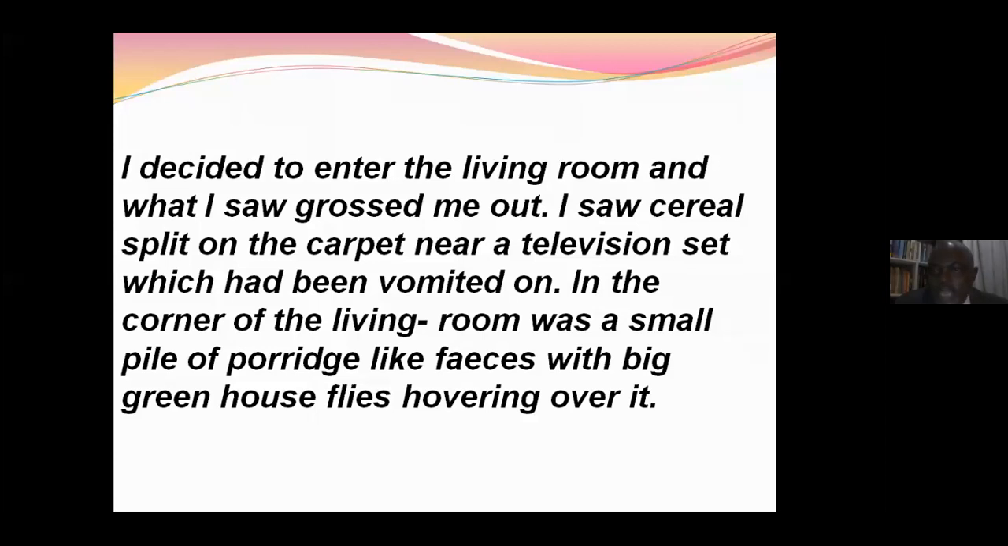Living room, and what I saw grossed me out. I saw serious spills on the carpet near a television set, which had been vomited on. In the corner of the living room was a small pile of porridge-like feces with big greenhouse flies hovering over it.